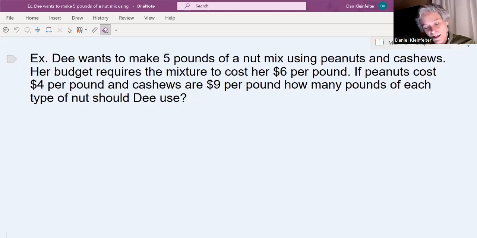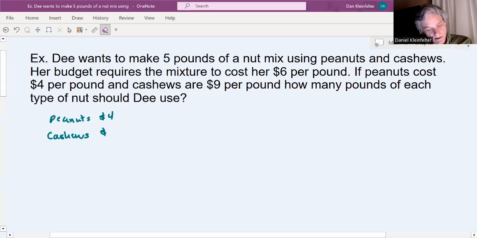So first of all, we want to think about this and make sure that it makes sense. Peanuts are $4 a pound, right? And cashews are $9 a pound. If she's going to make this mixture, the mix is $6.